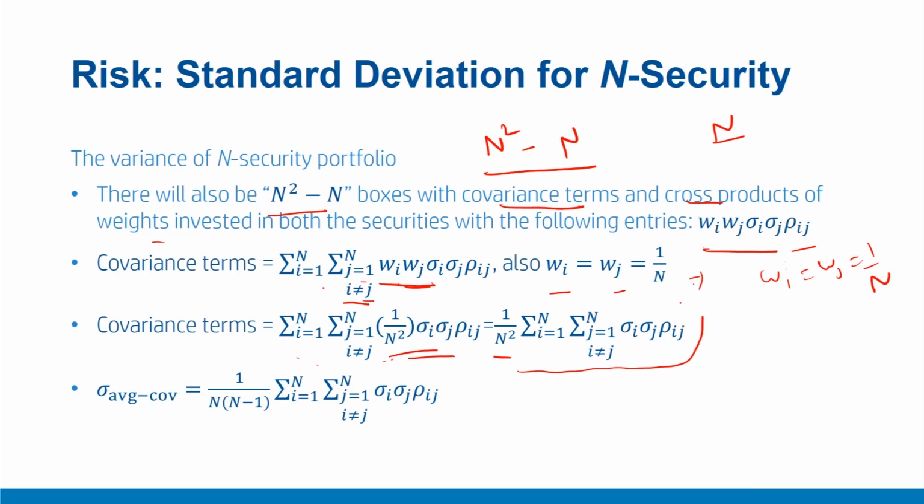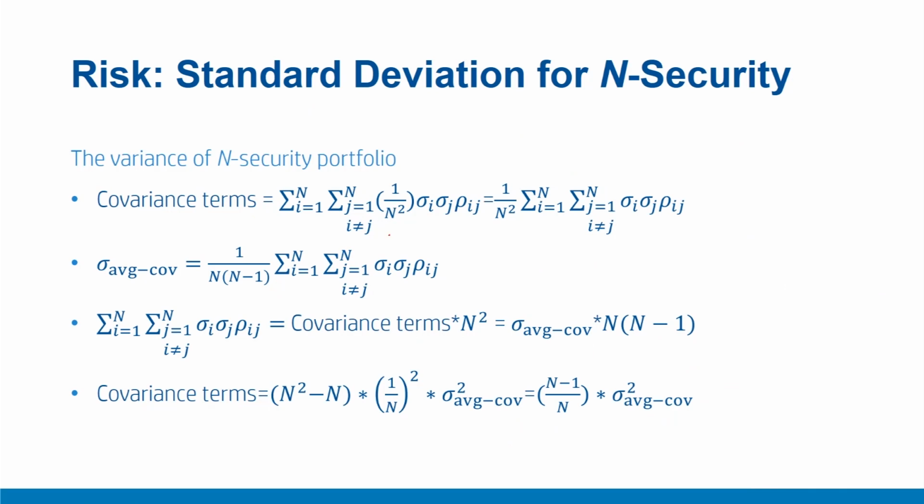Now let us define an average quantity of covariance, or average covariance. We already know that there are n square minus n boxes, or n into n minus 1 boxes. So an average covariance can be easily defined as the summation of all these covariance terms divided by the total number of covariance boxes, which are n into n minus 1, or n square minus n. Just as we did for variance terms, we can define our average covariance as 1 upon n into n minus 1 multiplied by the summation of all these covariances. So this is our average covariance, a simplifying assumption.